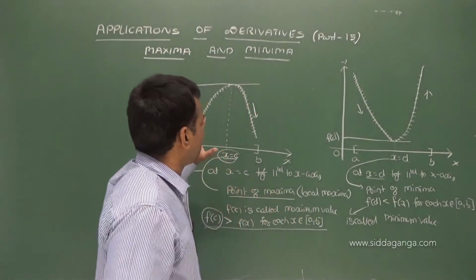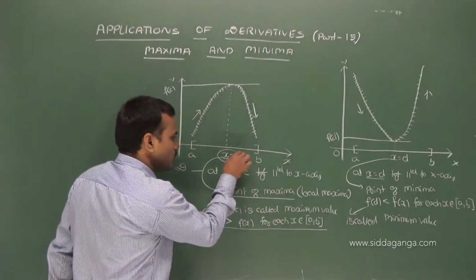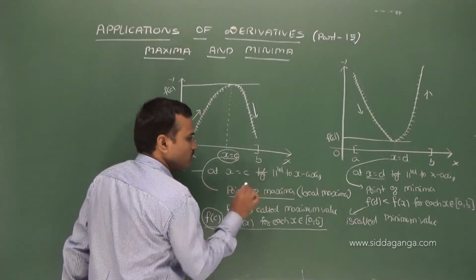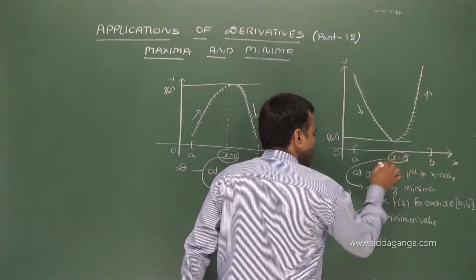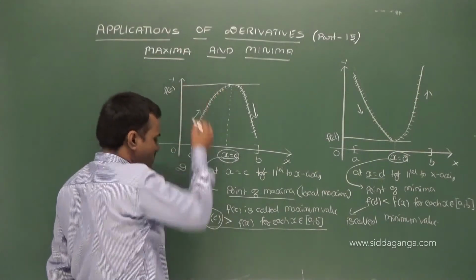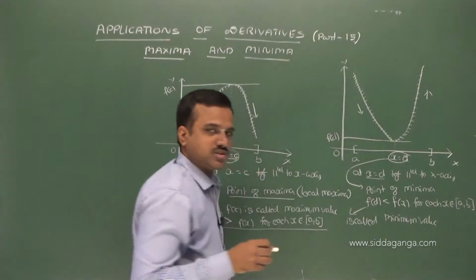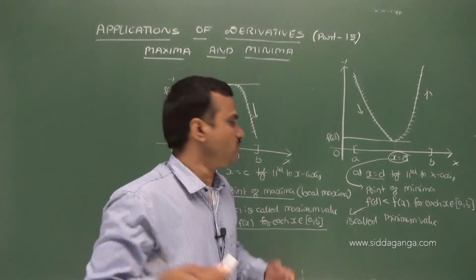This is the concept of what? Maxima and minima. This domain we call the point of maxima, and this domain we call the point of minima. Correct? And f of c we call the maximum value. Here f of d we call what? Minimum value.